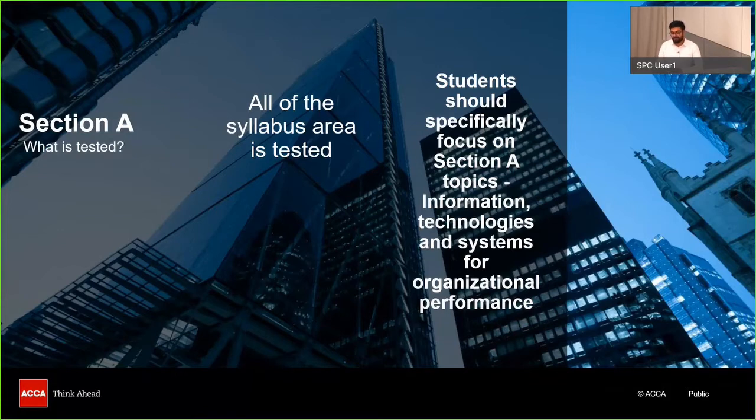But because the examiner usually tests all syllabus areas in the PM exam, and this area generally cannot be tested in Section B or Section C of the exam, it's highly likely that you would have 3 to 4 multiple choice, objective test questions coming in the exam from this area. So do focus on syllabus area A while preparing yourself for this part of the exam.